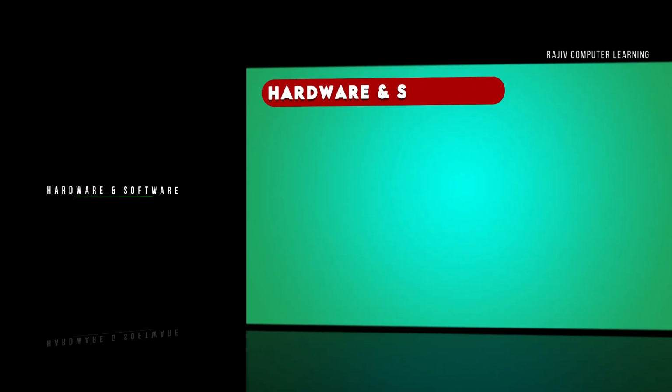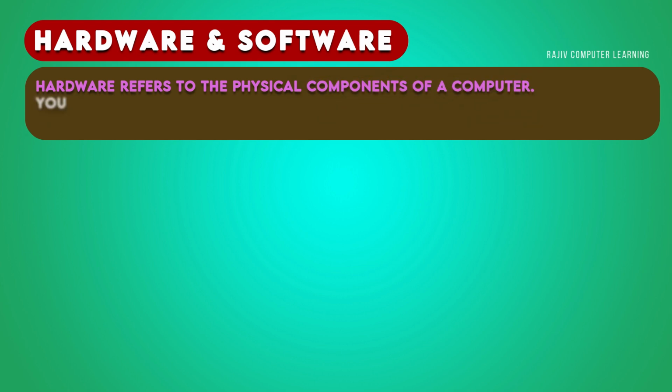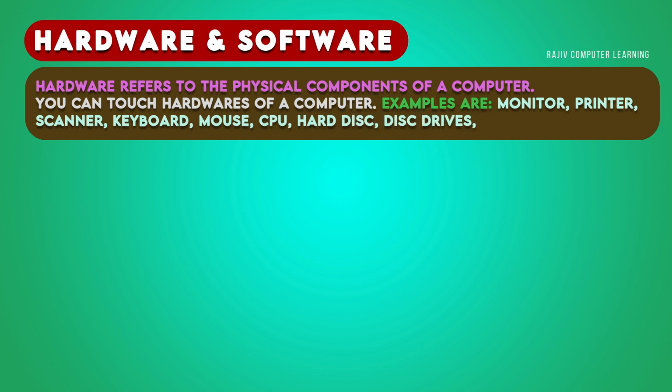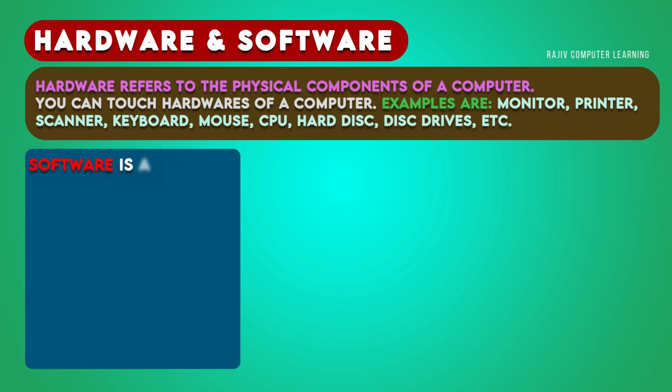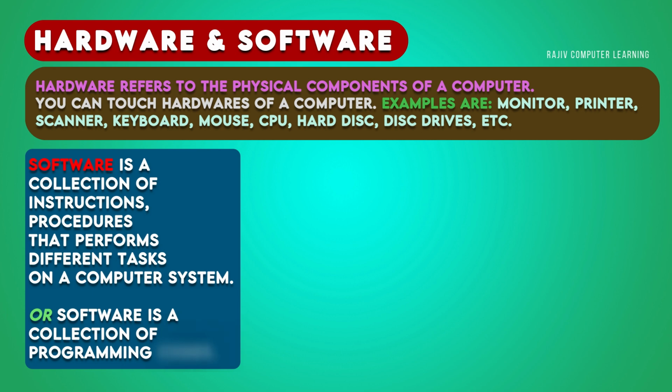Hardware and software. Hardware refers to the physical components of a computer. You can touch the hardware of a computer. Examples are monitor, printer, scanner, keyboard, mouse, CPU, hard disk drives, etc. Software is a collection of instructions and procedures that perform different tasks on a computer system, or software is a collection of programming codes.